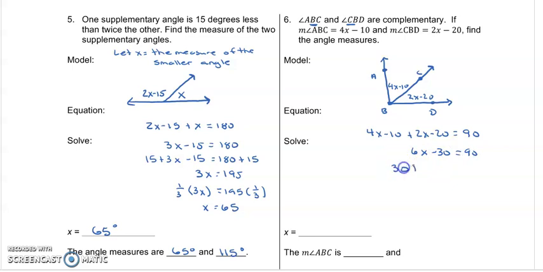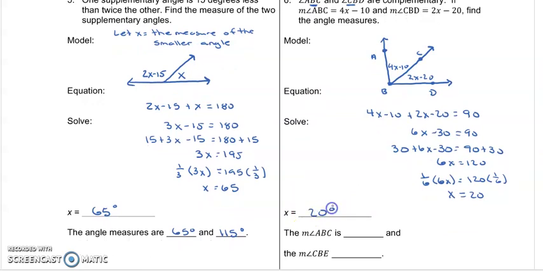And I'm going to add the opposite to both sides. And I get 6x is 120. And I'm going to multiply each side by the reciprocal, or again, divide by 6. And I get x equals 20. So if x is 20 degrees, I can fill that in. The measurement of angle ABC is going to be 4x, so 4 times 20 is 80, minus 10 will give me 70 degrees. And then 2x minus 20, so 2 times 20 is 40, minus 20, and that will be 20 degrees.